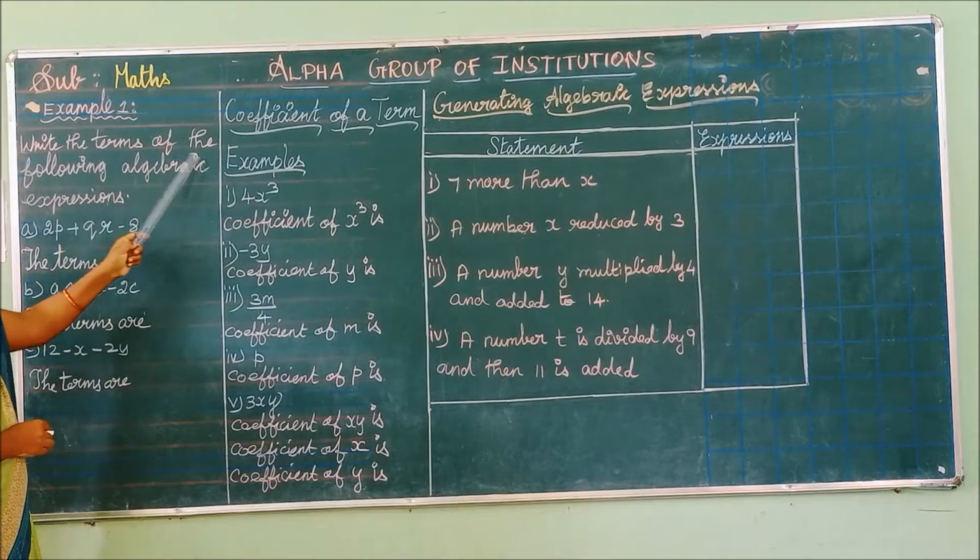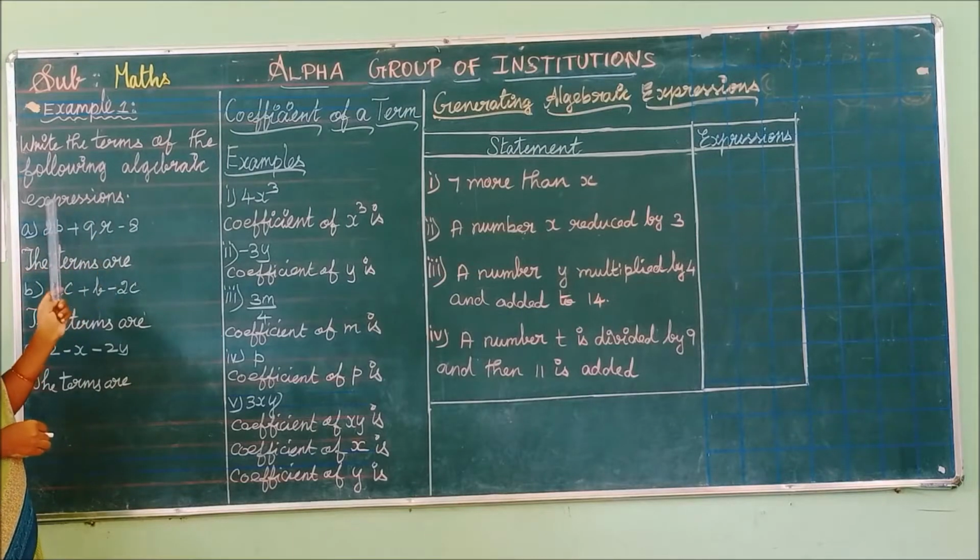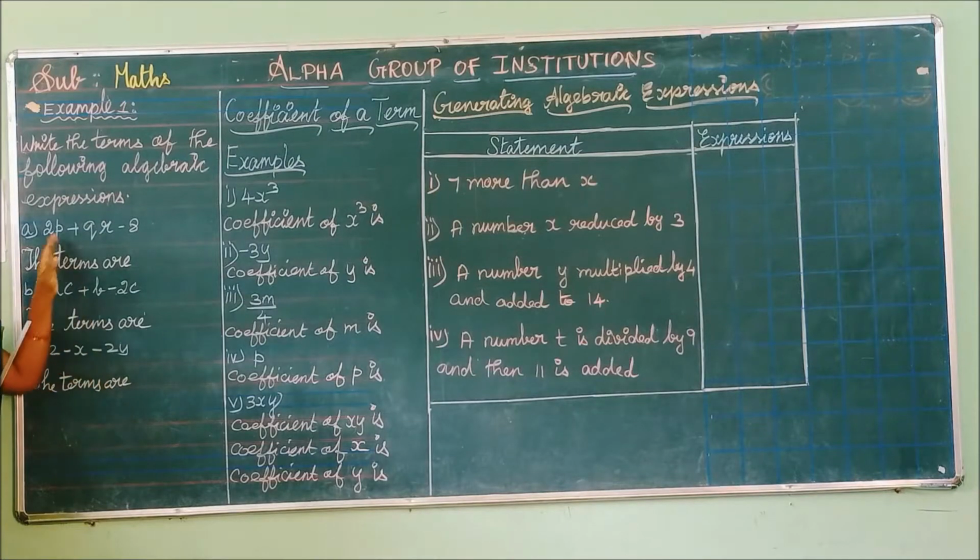Write the terms of the following algebraic expression. Here we have some expressions. Now we are going to write the terms for this expression. Okay. Read the first expression, 2p plus qr minus 8. Listen carefully, children. While you are writing the algebraic expression, you must use the small letters a, b, c, d. Okay. Don't write capital P or capital Q or capital R. All the letters should be in small font. Okay. Small letters. It means lower case. So 2p plus qr minus 8.